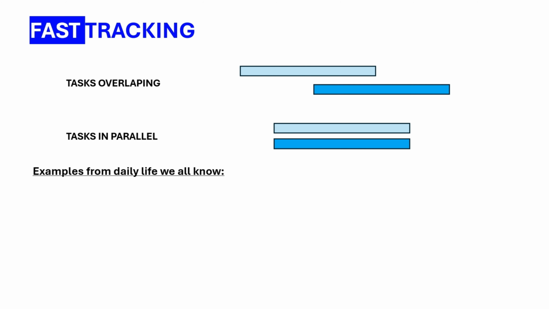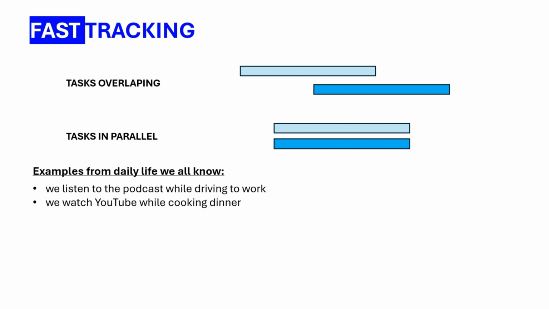Okay, let's take a look now at examples from daily life that we all know and use quite often for fast tracking. For instance, we listen to a podcast while driving to work. We watch YouTube while cooking dinner. I bet a lot of people are doing that. And for instance, we talk on the phone while we are doing some house cleaning.